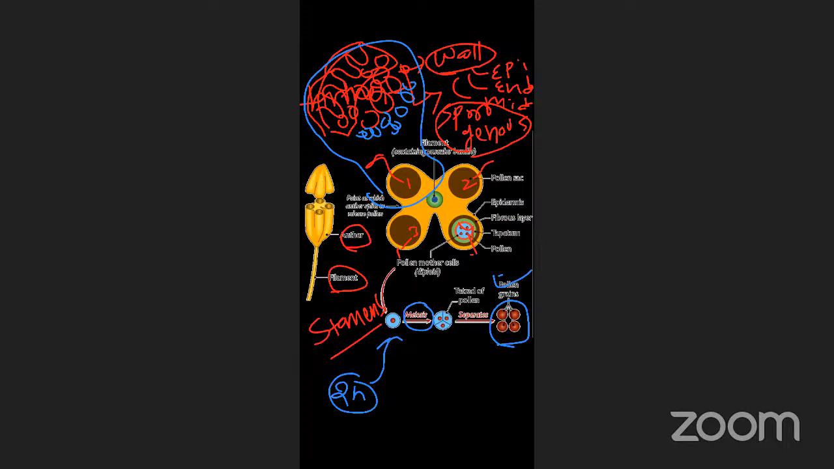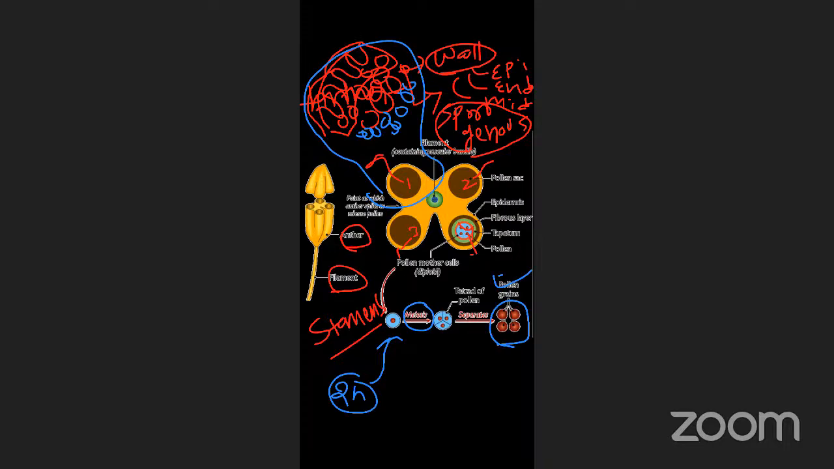Now, where are the microspores or pollen grain? This pollen grain and microspores are present inside the anther, right? So after formation of this microspore, the development is also of two types. One is successive development. Another one is simultaneous development. First, let's complete successive development.